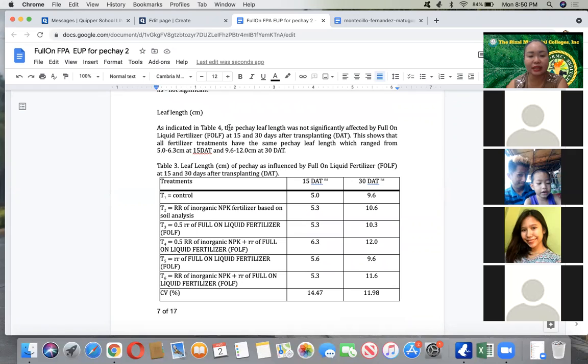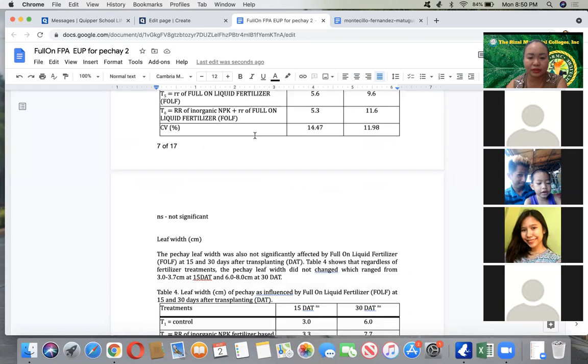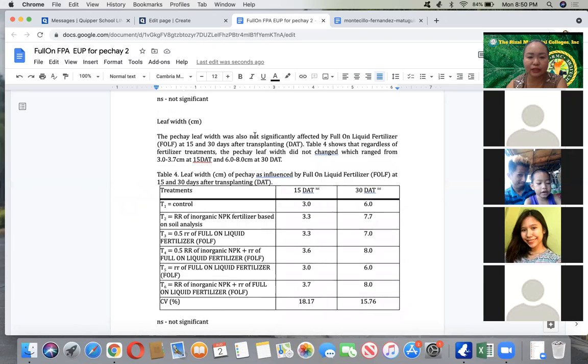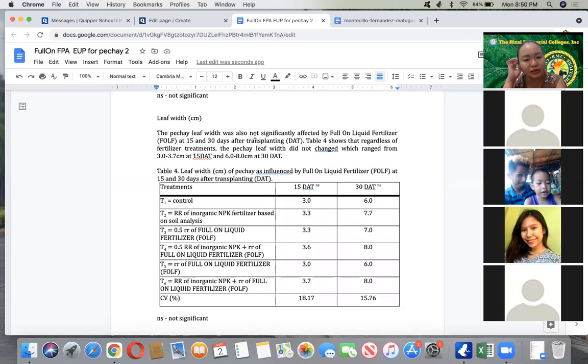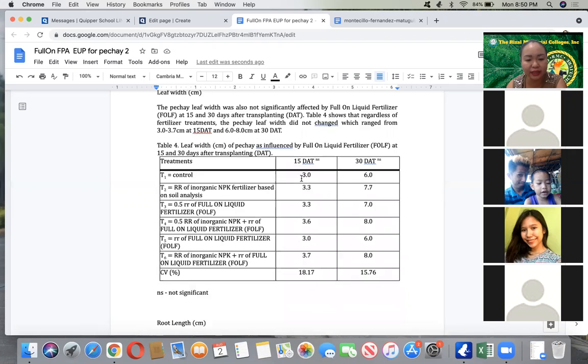So sa leaf length naman, it's also NS. So again, you will say the range and also cite the table. And in the leaf width, para namang NS ito lahat, no? Just the same.